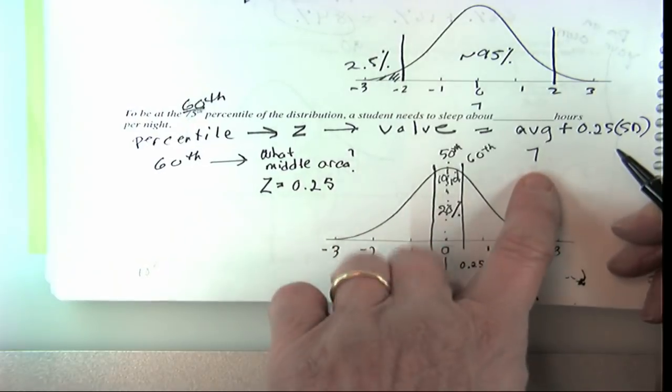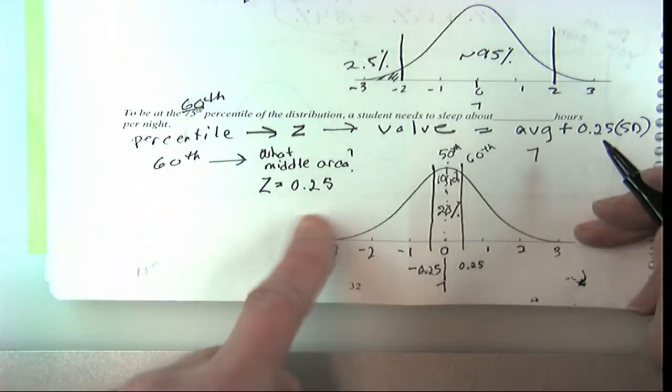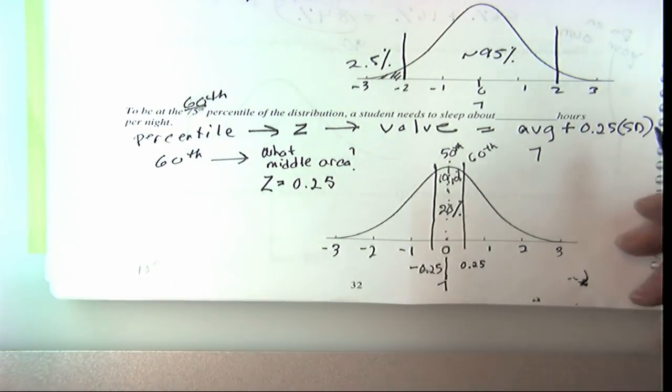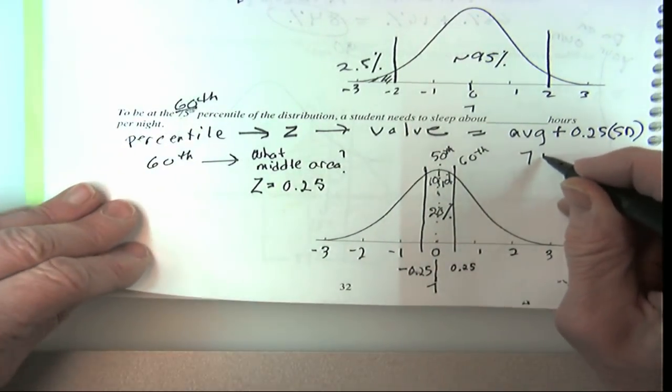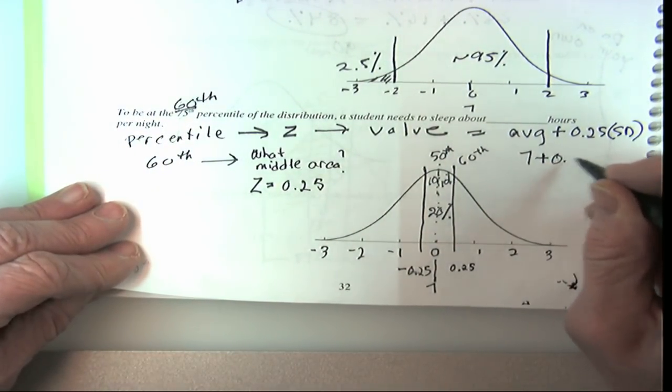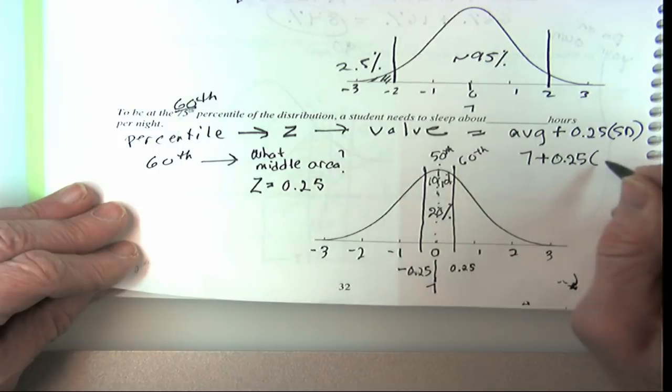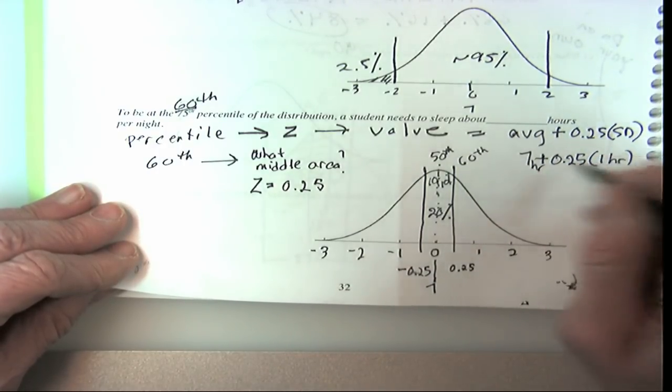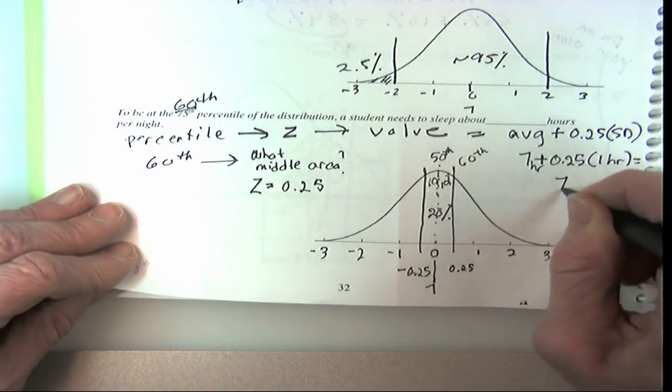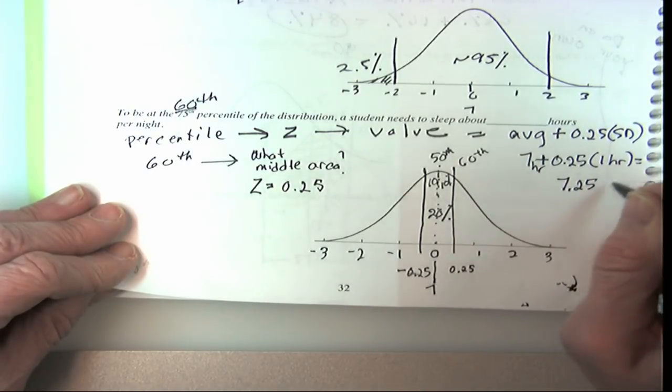I want a value. I'm trying to get hours here. I have standard units. I want to get hours. So I say 7 plus 0.25 times, these are hours, 1 hour is a standard deviation. This is hours. Now I'm in hours, and it's 7.25 hours.